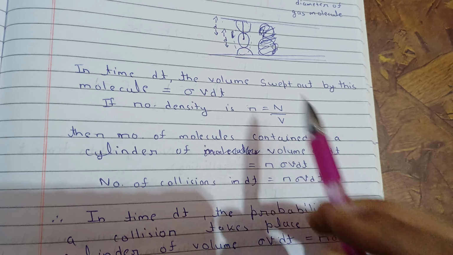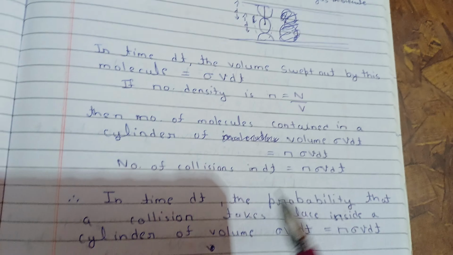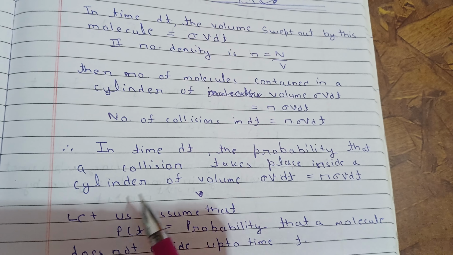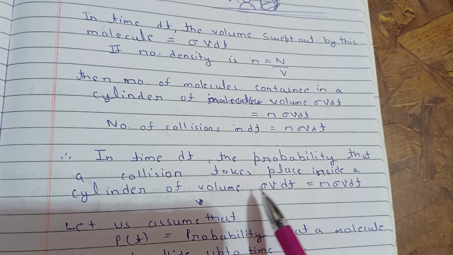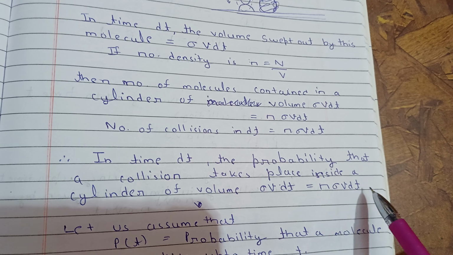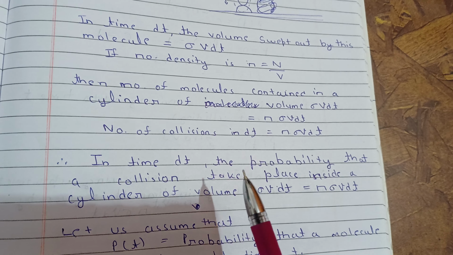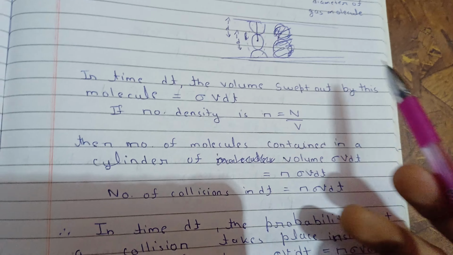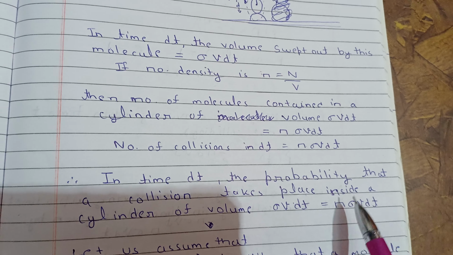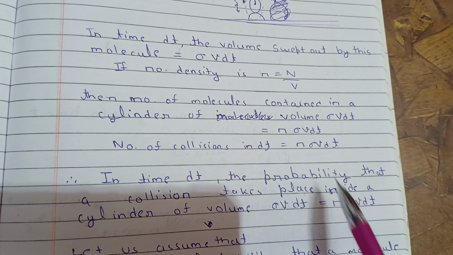This will be your number of collisions, equal to the number of molecules available there. In time dt, the probability that a collision takes place inside a cylinder of volume sigma v dt is equal to n sigma v dt. So we assume this probability equal to this, because we know that the more the particles, the more the chances. That's why we are saying that this will be a probability also.